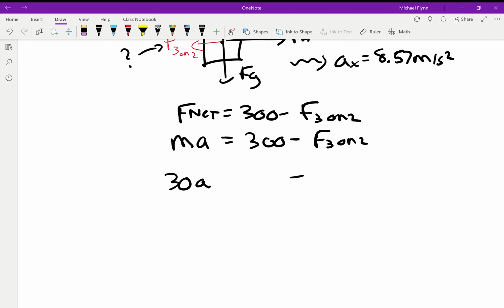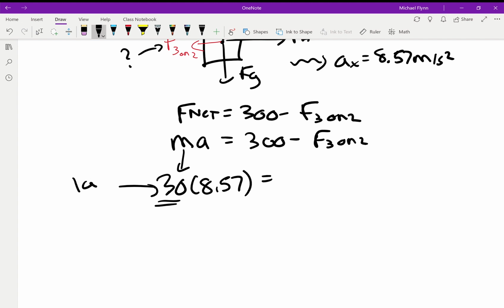Actually, let me fix this. 30 times 8.57, right? That's the mass, 30. So this is 1 and 2, right? Remember, 1 and 2 make 30 kilograms, so 30 times 8.57 equals 300 minus the force of 3 on 2. Okay, so now there's only one unknown.